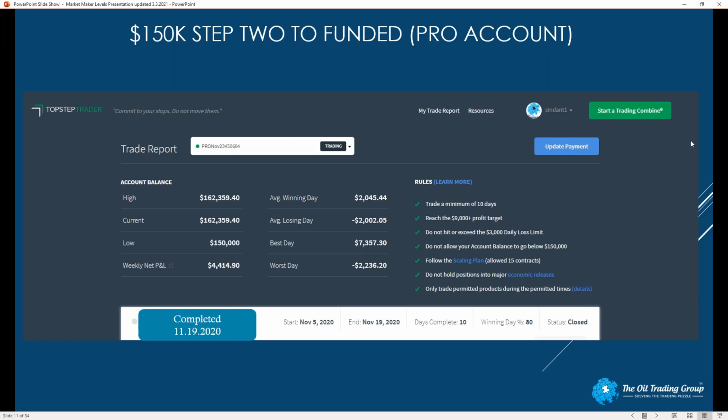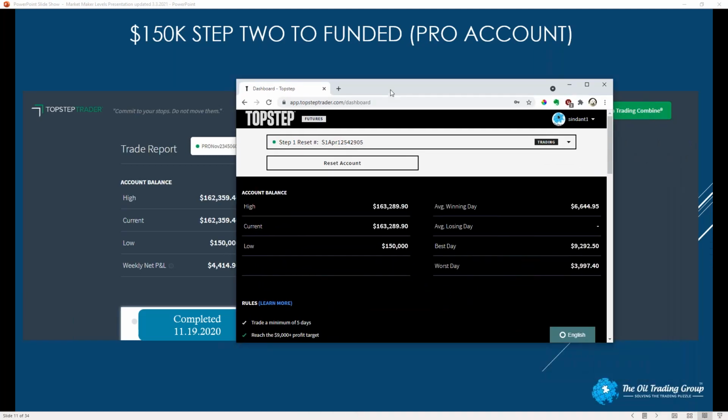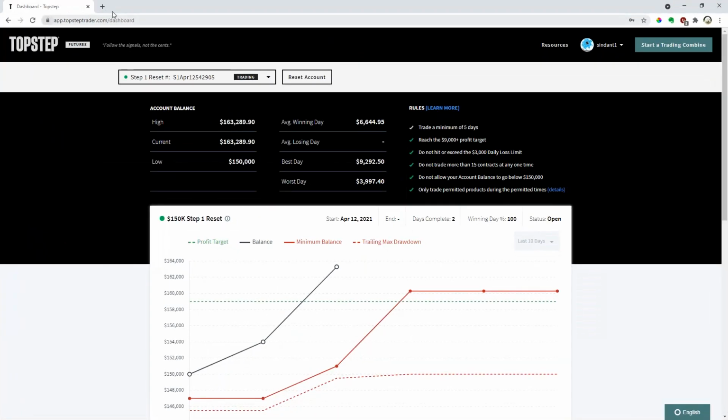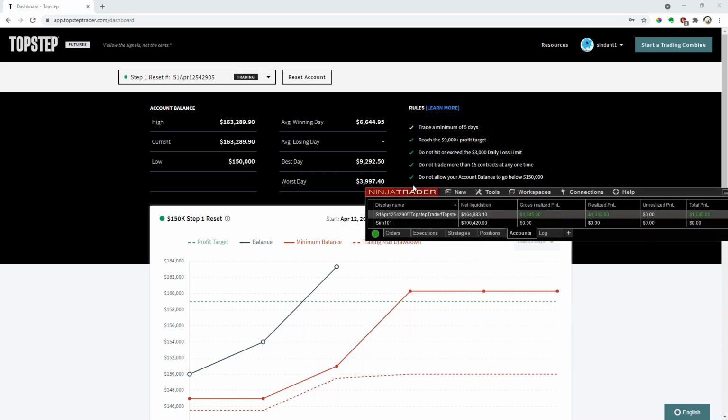Now, I'm going to show you a couple of things here, but I want to show you this. We are just in the middle of doing it again. This is their website, Top Step Trader, right? We're in the middle of doing it again, and I've been in this combine for 2 days, okay? And in the live trade room, in the last 2 days, we've hit the $9,000 profit objective. We just achieved it here. The current balance before today's trading was 163,289, in that account.